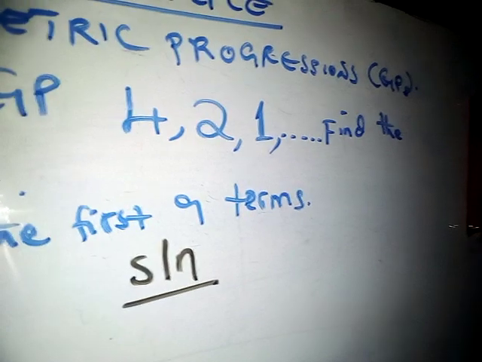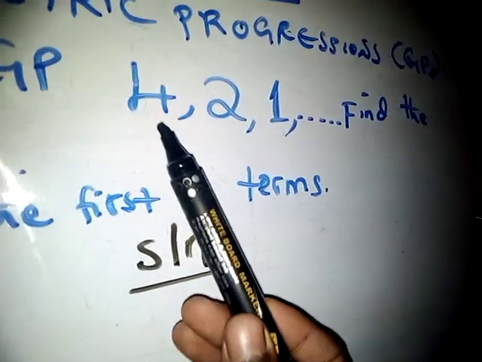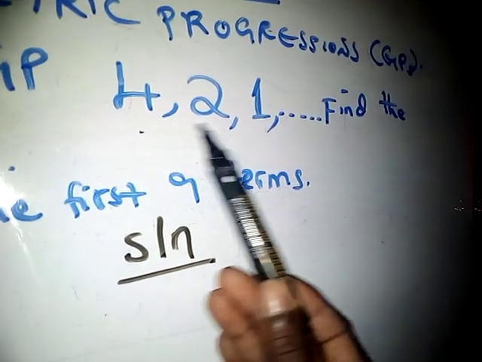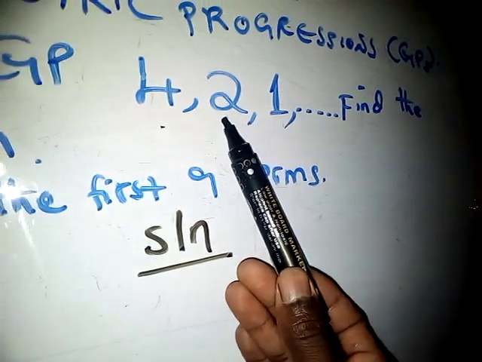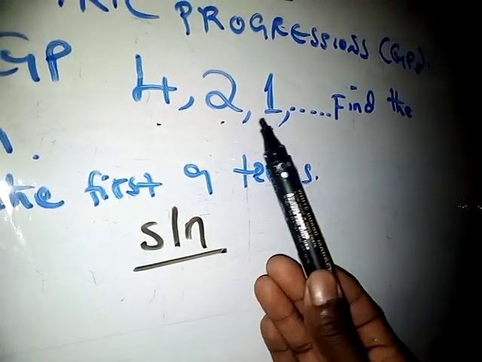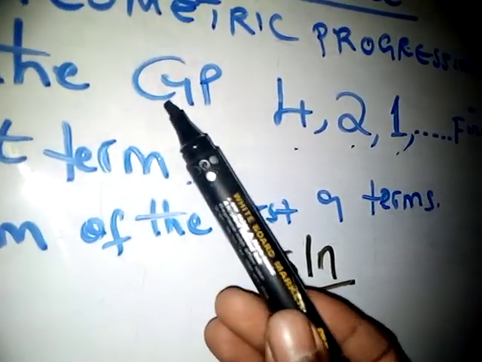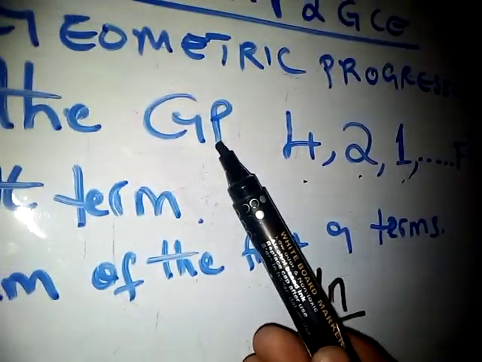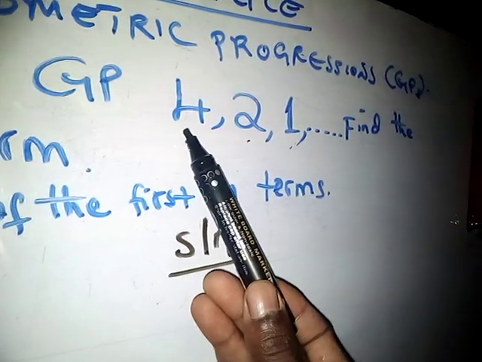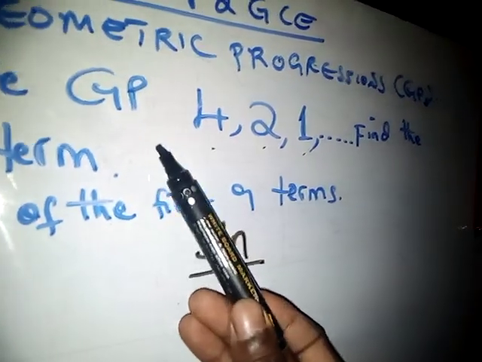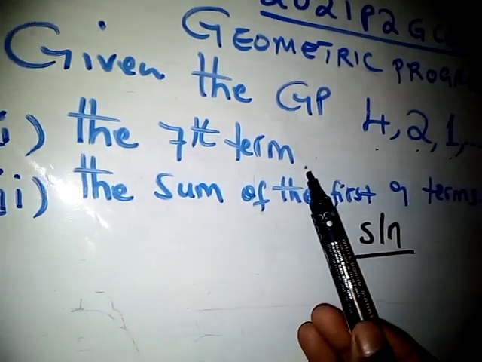So you see here that the number 4 is the first term in this sequence, the number 2 is the second, and number 1 is the third in this particular sequence. Geometric progression, abbreviated as GP. Take note. So these are the first 3 numbers of this particular GP. We are asked to find the 7th term.